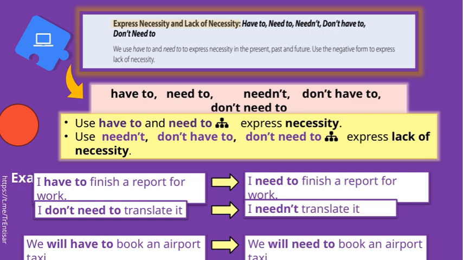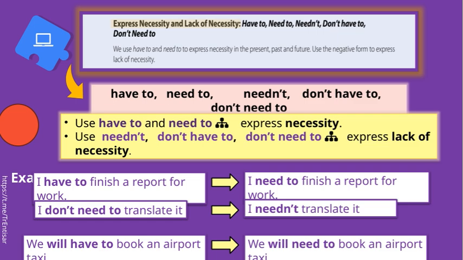Finally, we see "I need to finish a report for work," and "I have to finish a report for work." Both express obligation, but have to is often used to talk about external requirements or rules, while need to can sometimes be more about personal necessity. Remember, needn't and don't have to are used to show that something is not necessary. Connecting this to our overall theme, mastering these expressions helps us communicate obligations and necessities clearly in English, especially in professional and travel contexts.